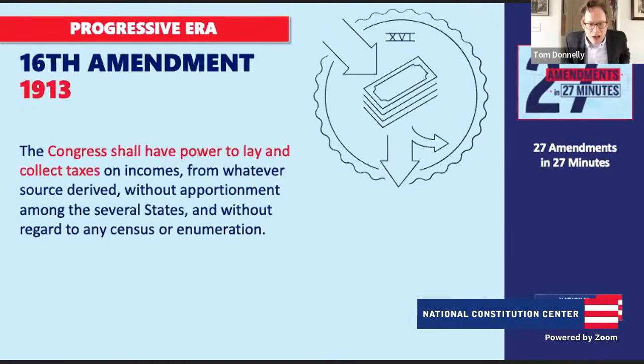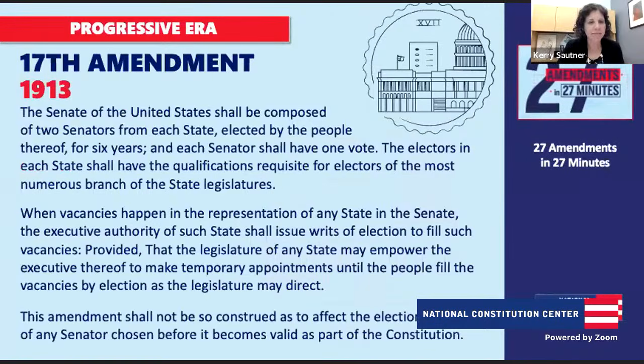In 1895, in a case called Pollock, the Supreme Court struck down a federal income tax. This led to great agitation against the Supreme Court and in support of an income tax by the populist movement and by the progressive movement, and eventually this culminates in 1913 in the 16th Amendment. The 17th Amendment? The 17th Amendment, ratified the same year in 1913, provides for the direct election of senators.